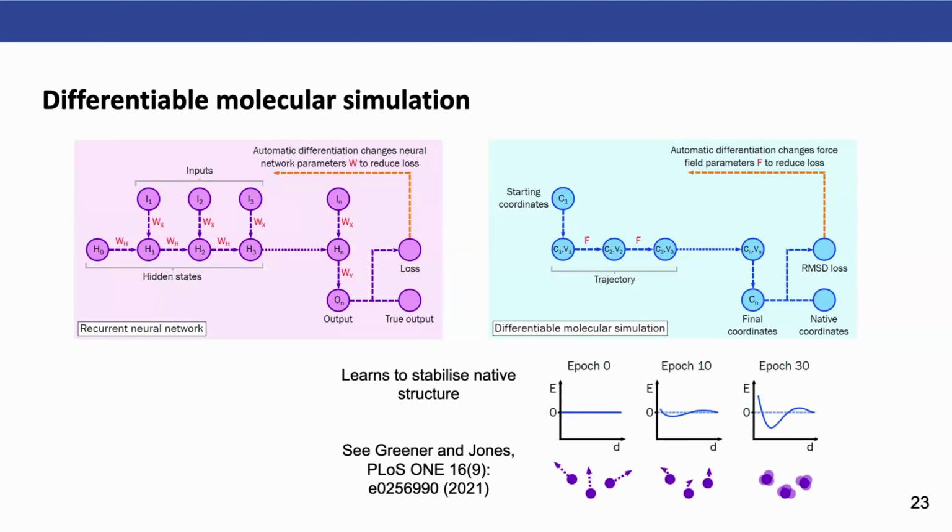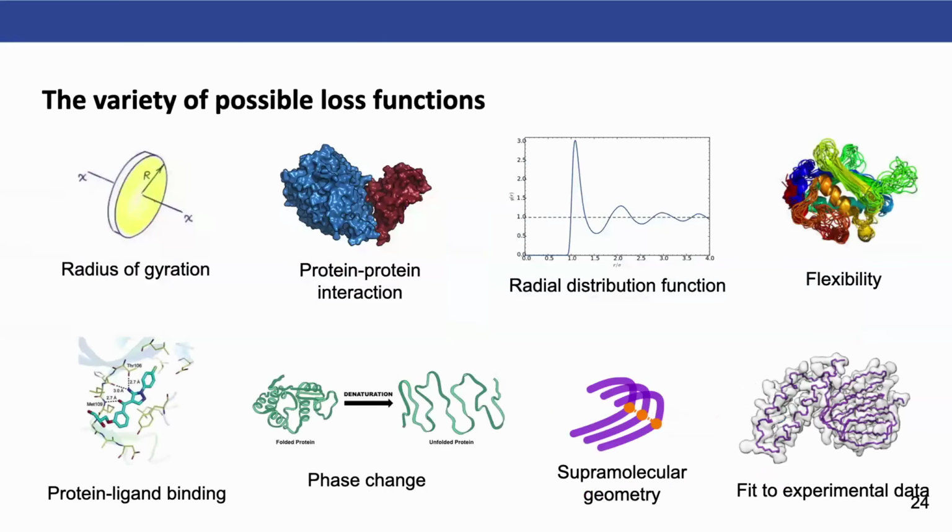And so in this work we started off with flat potentials, and we learned to match potentials for a protein that corresponded to potentials in the Protein Data Bank. And the appeal here is the variety of loss functions. Almost any property you can compute from the structure over time is available. So you can train your force fields to have whatever radius of gyration you want, or to have a certain radial distribution function, certain phase change, or fit to some kind of electron microscopy data.